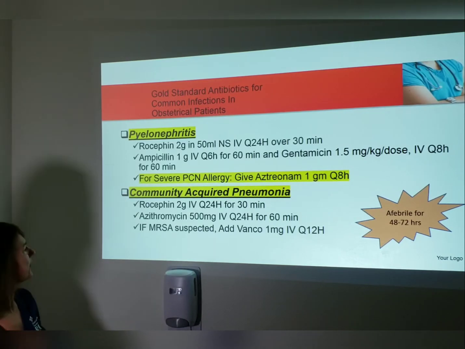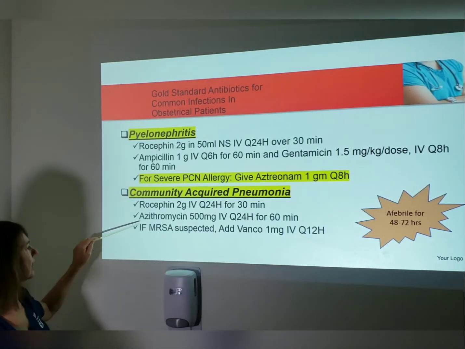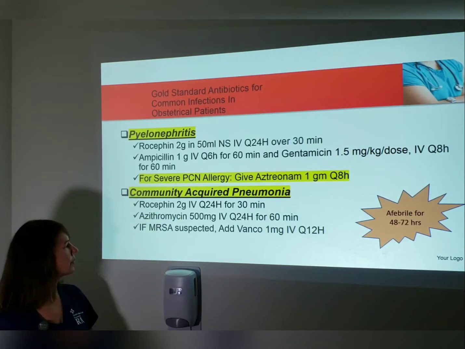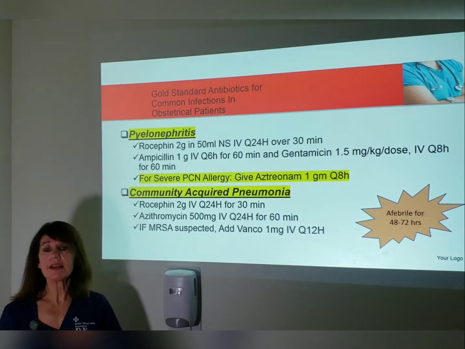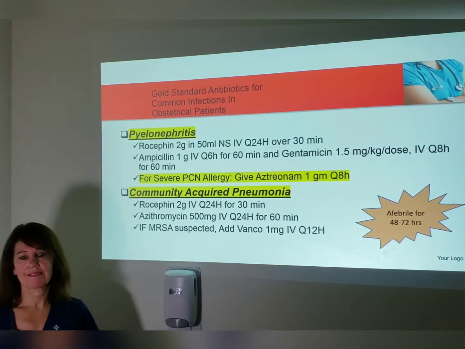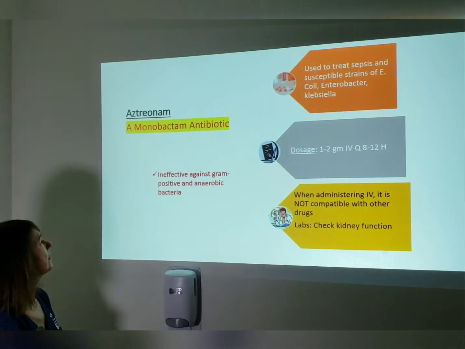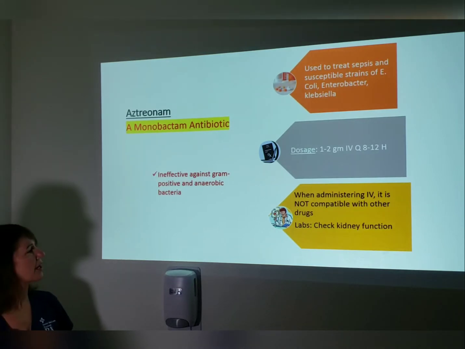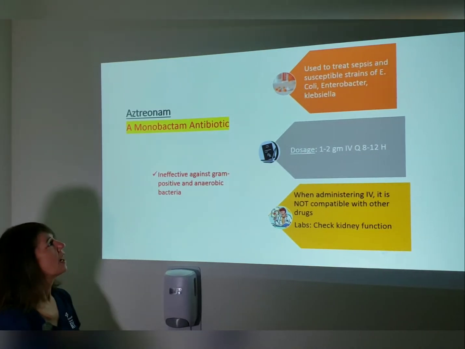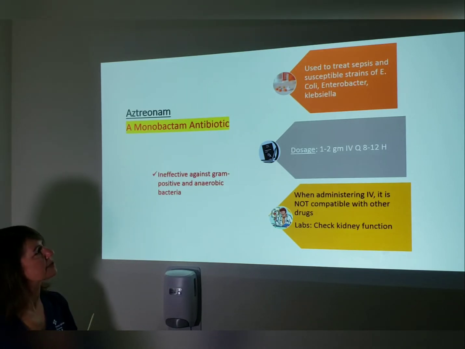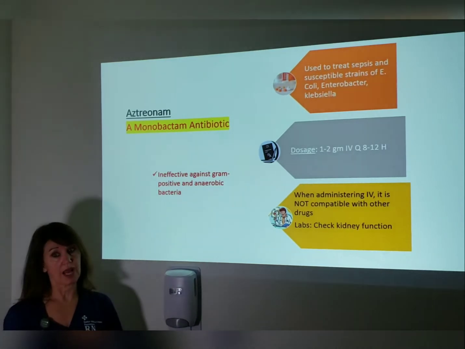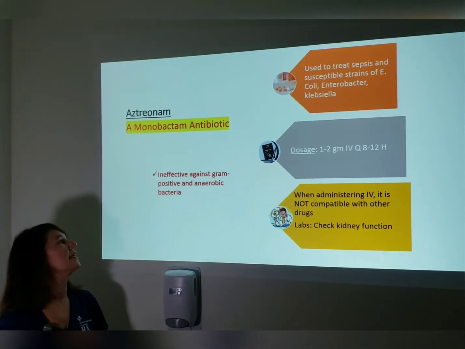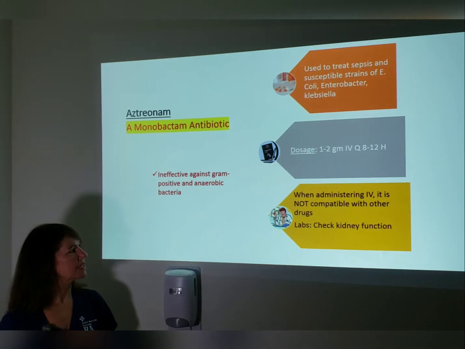Community-acquired pneumonia, these patients are very sick. We're going to want to give lots of different stuff: Rocephin, the 24-hour dosing, azithromycin every 24 hours, and if you suspect MRSA, you're going to want to give vancomycin. And Aztreonam, as I said, is ineffective against gram-positive and anaerobic. It is good for gram-negative and used to treat sepsis, and it's good for E. coli. That's E. coli is gram-negative, Enterobacter, Klebsiella. So just know it's kind of narrow, and the dosing is 1 to 2 grams every 8 hours.